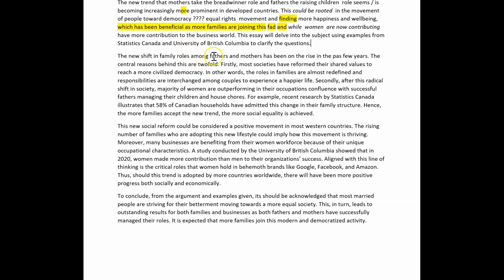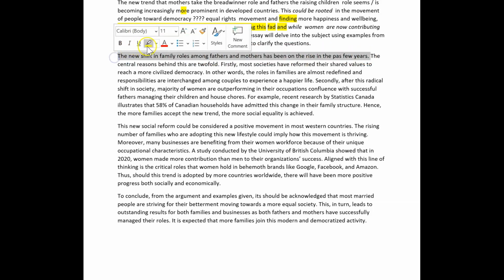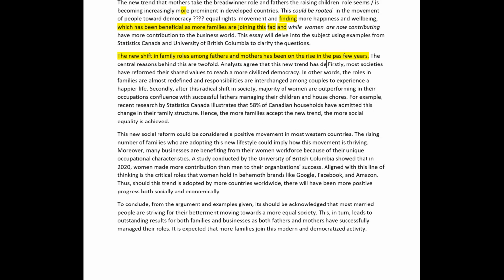The new shift in family roles among fathers and mothers has been on the rise in the past few years. Okay, you don't really need that because you've kind of told me this already, so you're sort of duplicating. You need to start now. The central reason behind this new trend, or something, analysts agree that this new trend has derived from. So something like that you can see is a lot more sophisticated, derived from the shared parental values. Yeah.